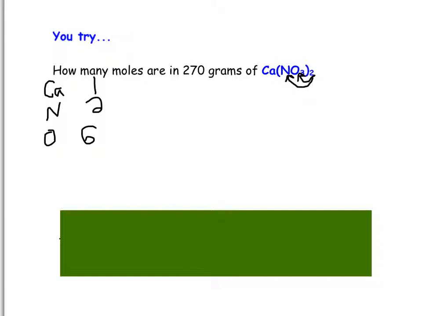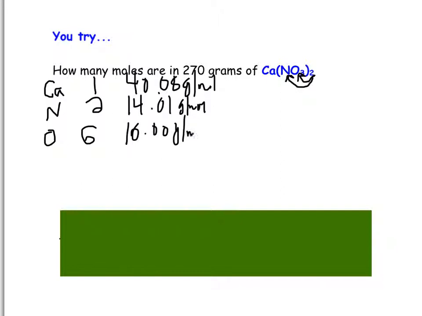Calcium has a molar mass of 40.08 grams per mole. Nitrogen has a molar mass of 14.01 grams per mole. And oxygen has a molar mass of 16.00 grams per mole.